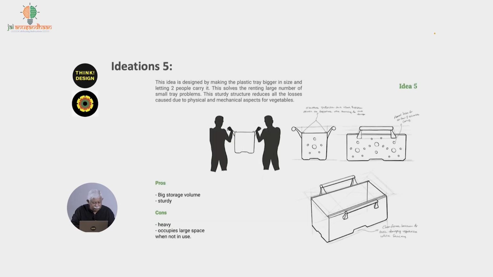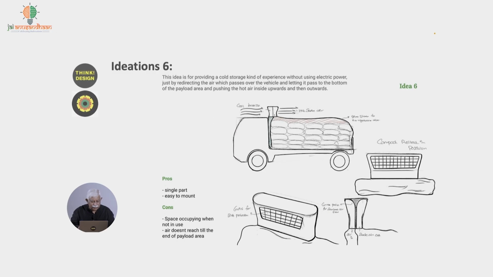Okay. Here actually is a big storage, it is a sturdy one, but it occupies a lot of space when not in use. And then, transportation is also a very important thing. How do we solve it? So, how can you get the air in while the vehicle is moving into the system itself? So, it is an idea, how do we make it go within the vegetables to cool the system itself.